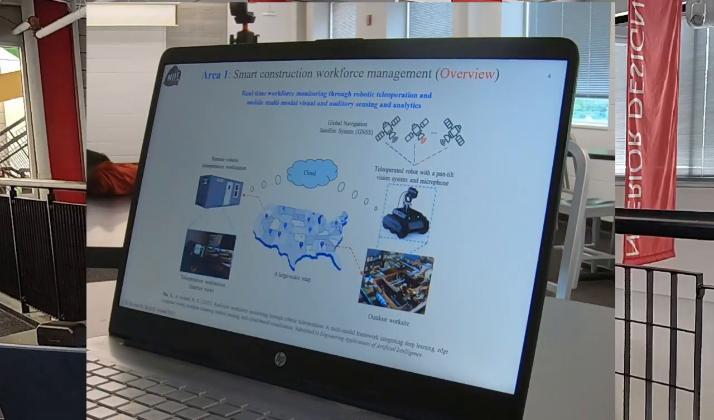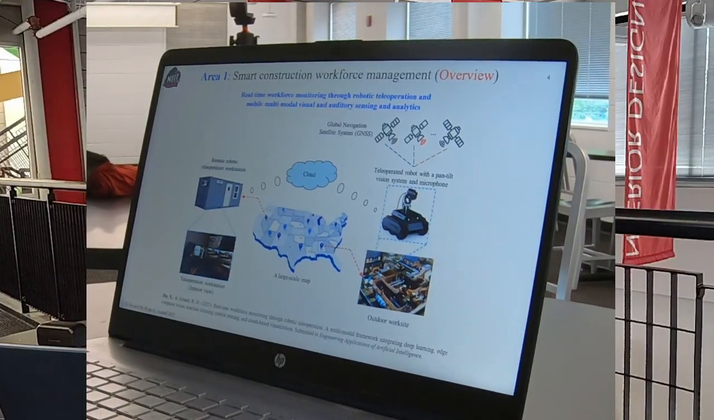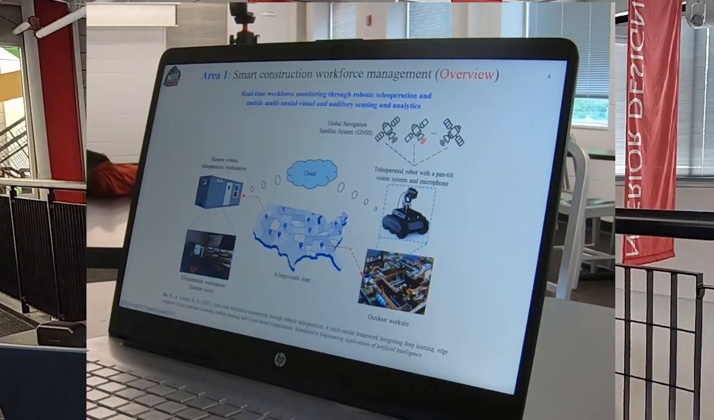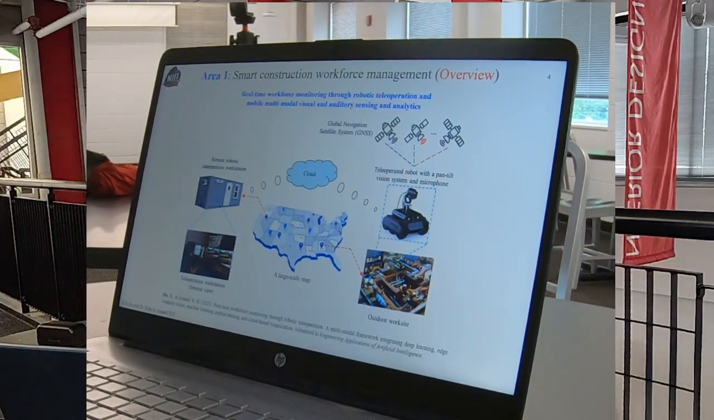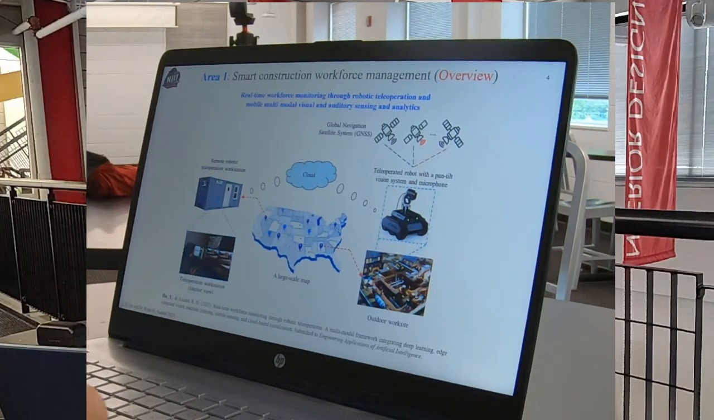What this project aims to do is that a human operator, who could be a safety manager, doesn't have to go to construction sites anymore. He or she can just stay inside and drive a robot as an agent, which would do the safety or productivity monitoring or inspection on his or her behalf.